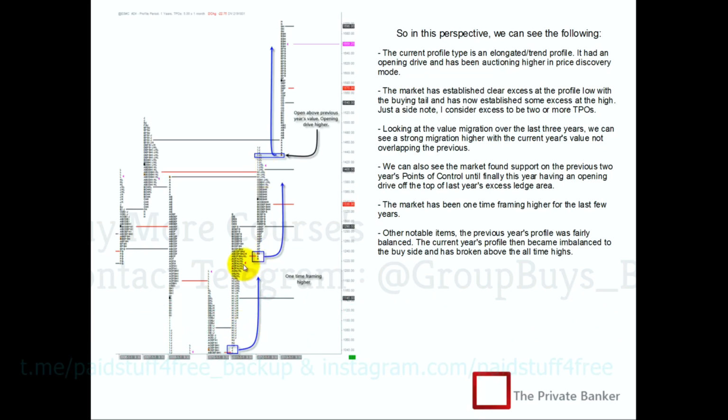The profile beforehand opened all the way up here at the previous year profile's high, came down, tested that point of control, and auctioned right back to those highs. So when you see the market test the fairest price or the most traded price, or in this example TPOs where the market spent the most time, and it rejects that, that just tells us that something significant has changed.